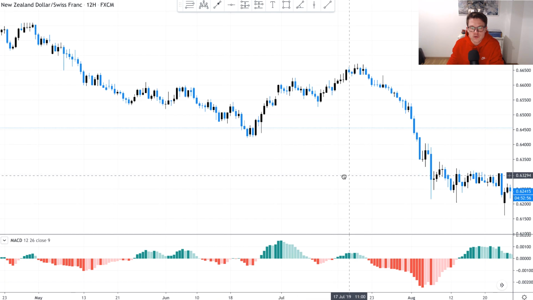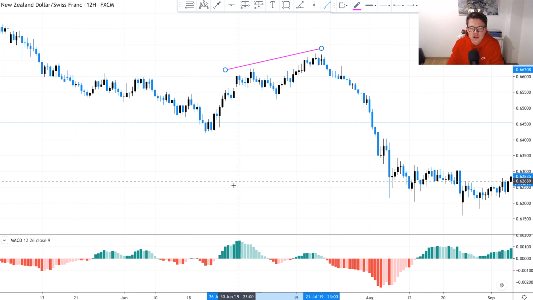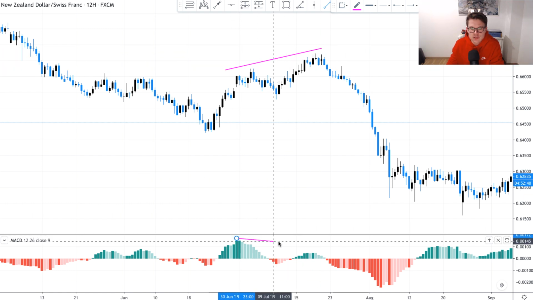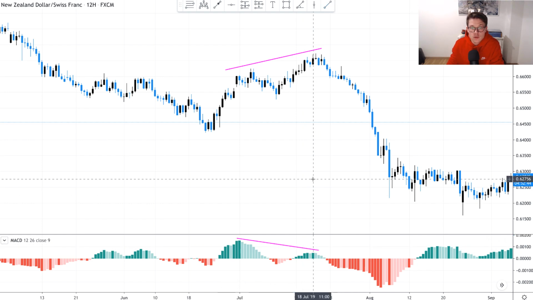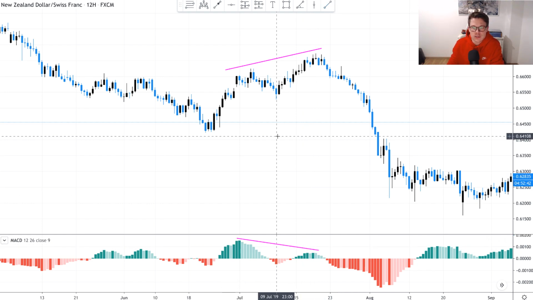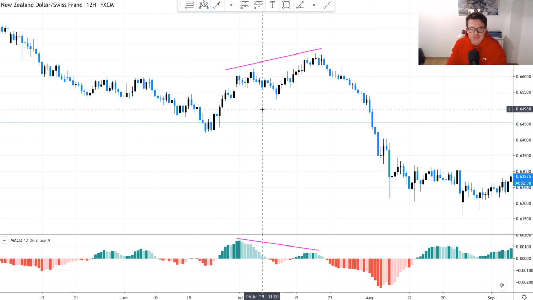And what you want to look for is when the market, for example, is making a higher high, like in this case, and the indicator is showing you the exact opposite thing, which is a lower high. Now the indicator and the price action are not agreeing and they are diverging. That's where the name is coming from.